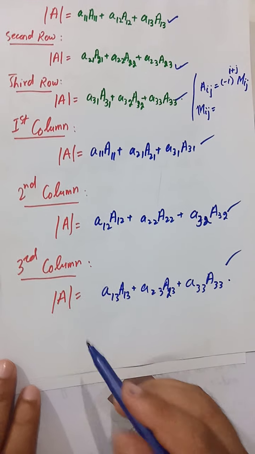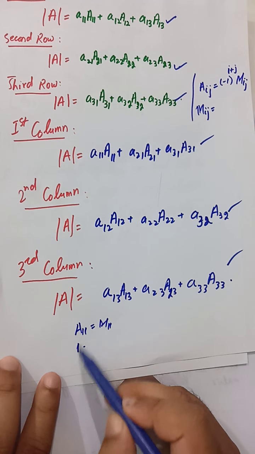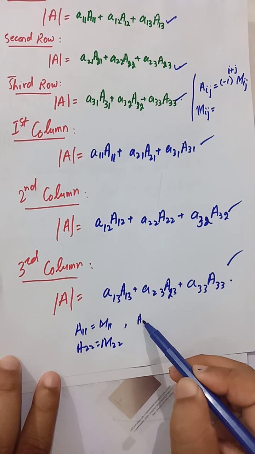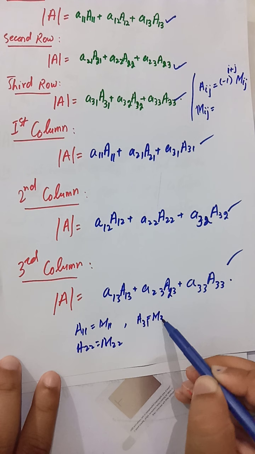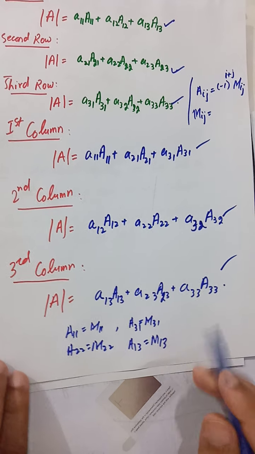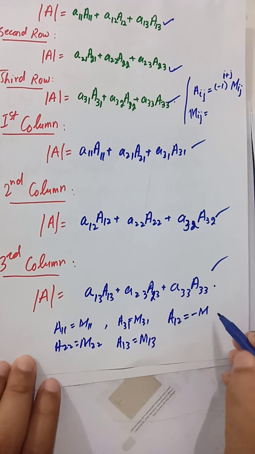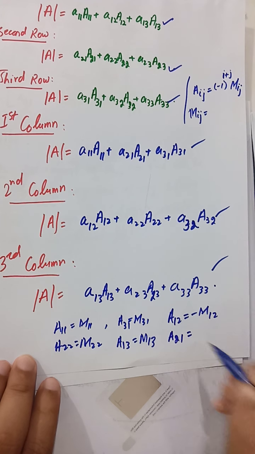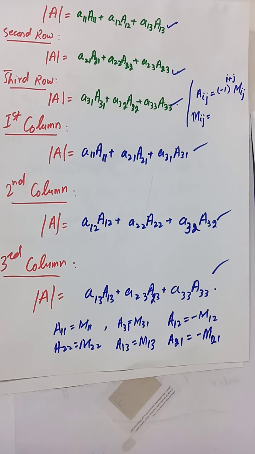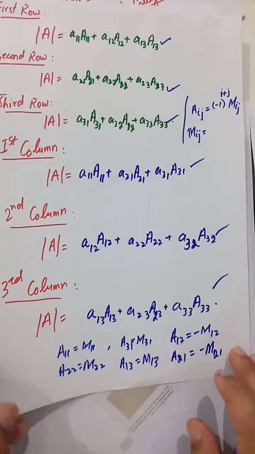Remember also one point, that when the sum of the subscripts is even, in this case cofactors and minors are equal. So if it is A31, this will be M31, and A13 will be M13. In these cases the cofactors and minors are equal. But for A12, this will be minus M12, and A21 will be minus M21. So these concepts, minors and cofactors, will be used to find out the determinant.